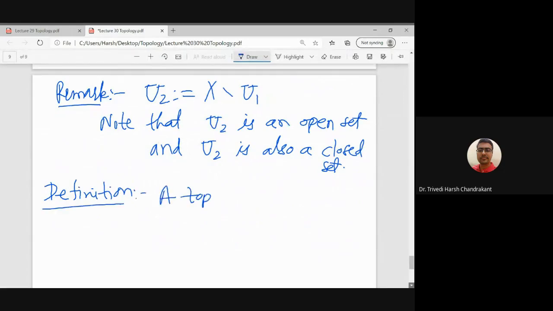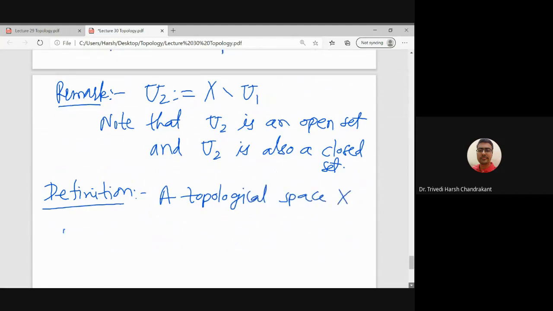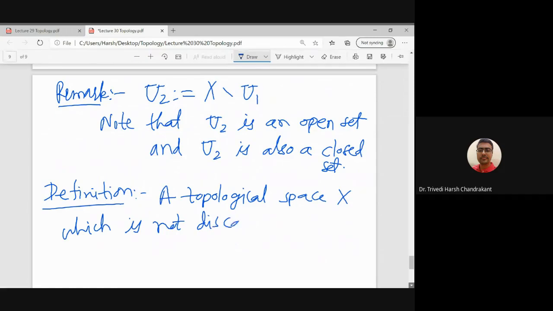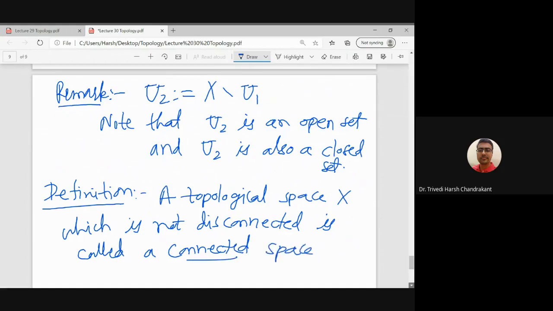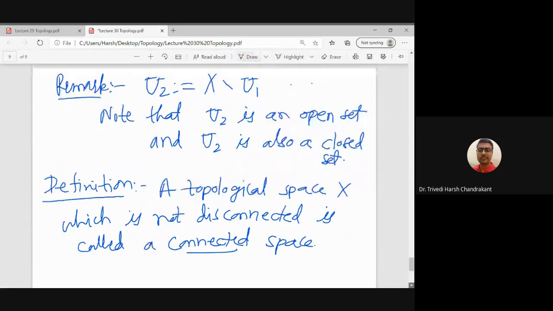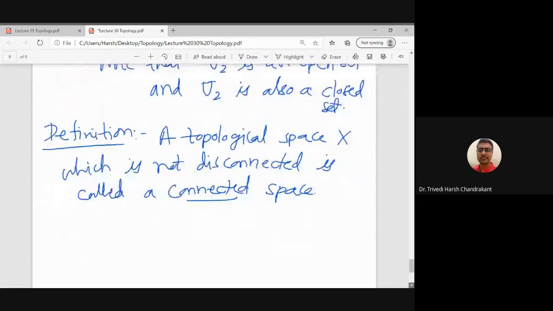A topological space X which is not disconnected is called a connected space. So let us take some examples. The first example is X equal to R with the standard topology.